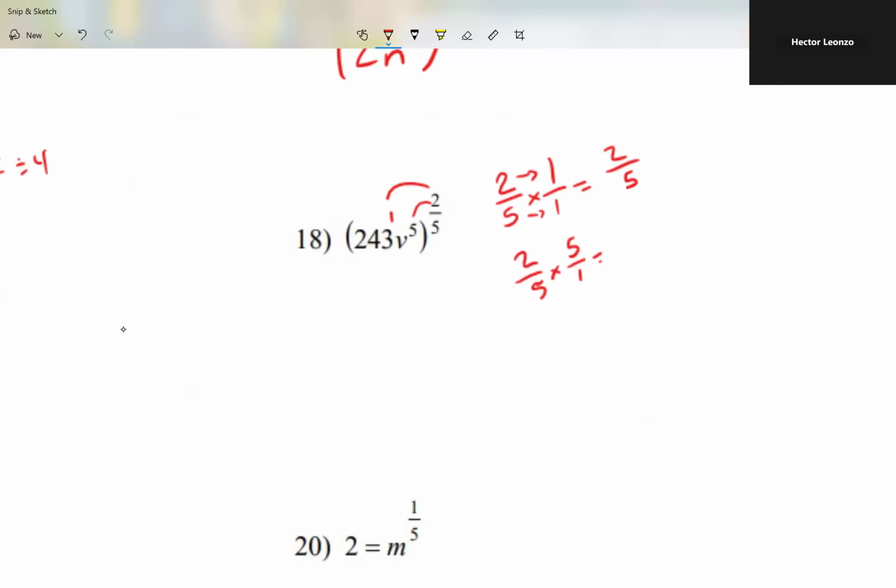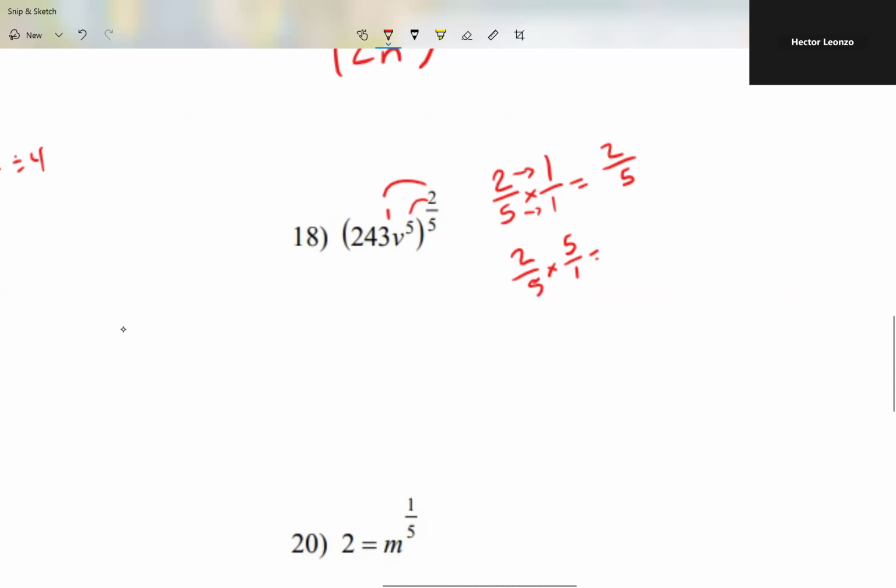2/5. 2 divided by 5 gives me a decimal, so I'm going to leave it at that, 2/5. Now here, I'm going to have 10/5, but 10 divided by 5 is 2. Notice how at the side I did my multiplications that I was going to need. Why? Because this gives me 243 to the 2/5 times v to the 2nd. Good, okay. Letters, so far it's easy.